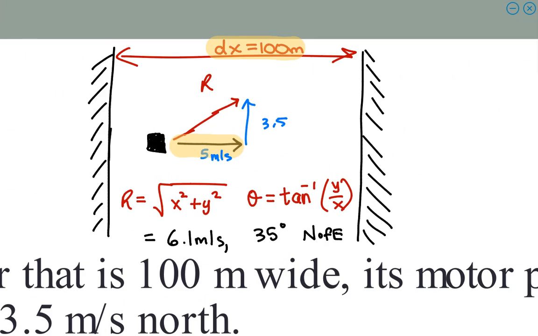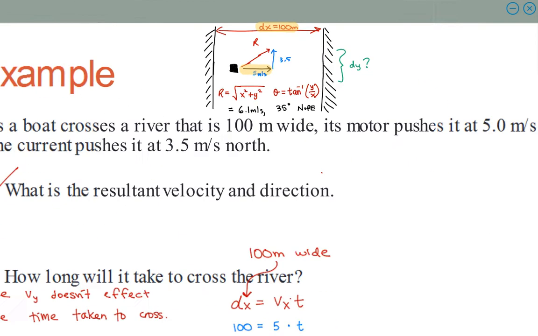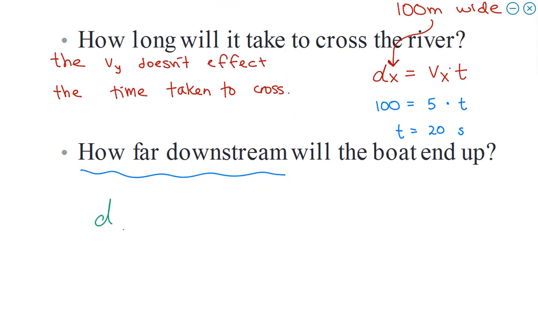I'll use my pointer. I'm starting here. I think I'm going straight across, right? But I'm actually going to be pushed like this. I'm interested in how far downstream I've been pushed. So when they say how far downstream, they're talking about, what's this dy? How much have you displaced vertically that you would have never displaced if there was no current? So that's all it's asking. How far downstream will it end up? They're asking for dy. What is the displacement vertically?